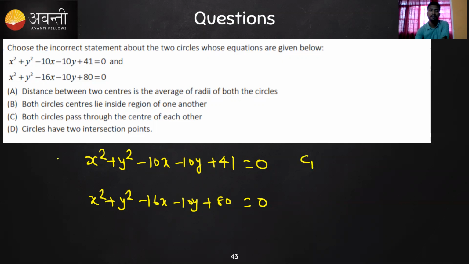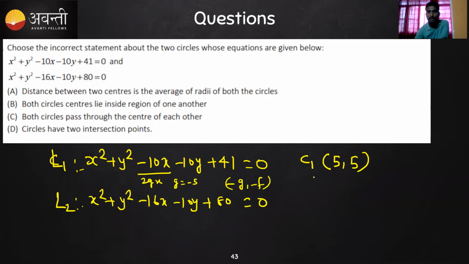What is the center of this circle? Suppose this is circle C1 and this is circle C2. So just find the center of both the circles. From here you can see this is nothing but 2gx, so g is basically minus 5. The center is minus g and minus f, so it is 5 and 5. And from here you will get, for C2, 8 and 5. Right guys? 8 and 5.